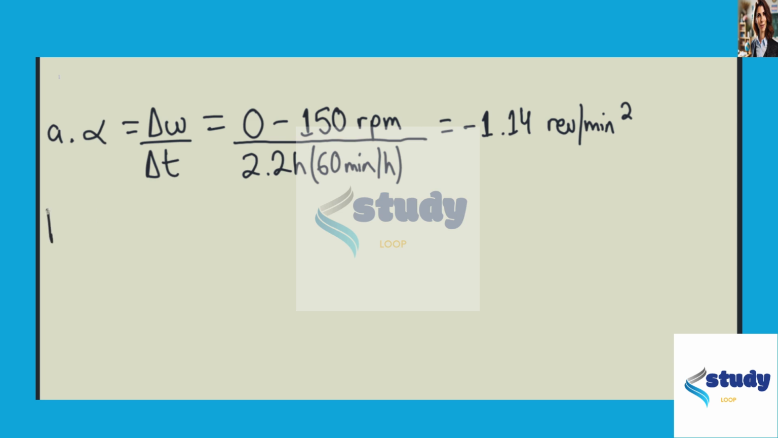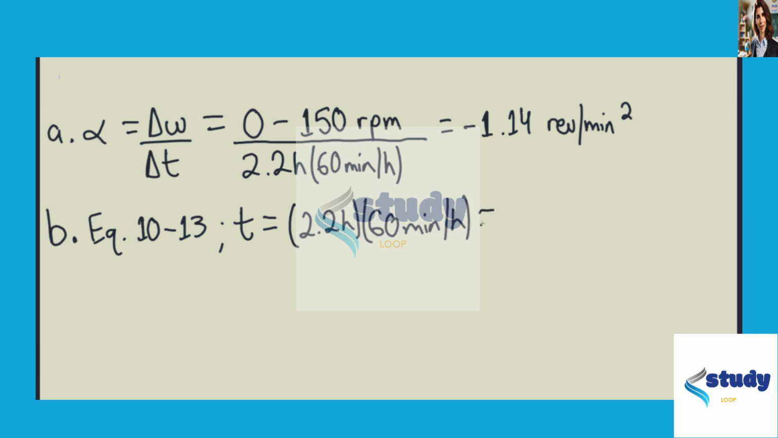At this point, part B, we can use equation 10-13. And essentially, t is going to be equal to, again, 2.2 hours multiplied by 60 minutes per hour. This is giving us 132 minutes.